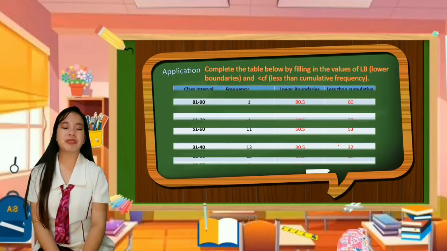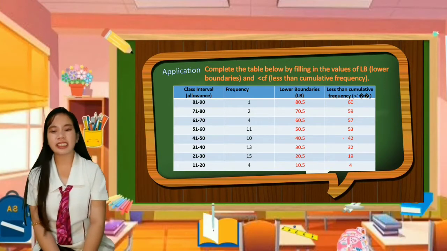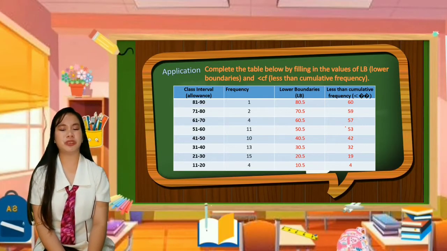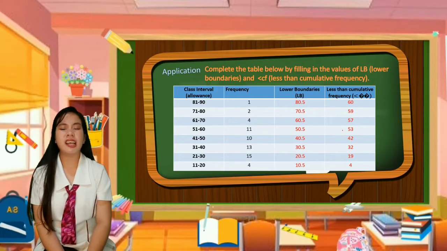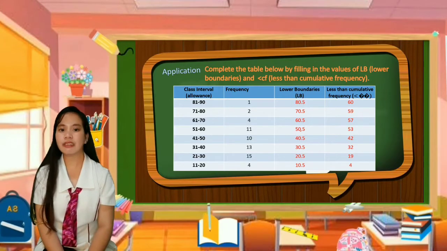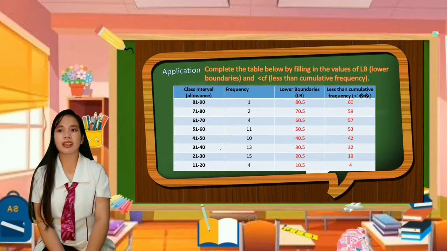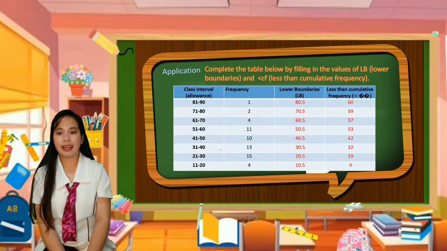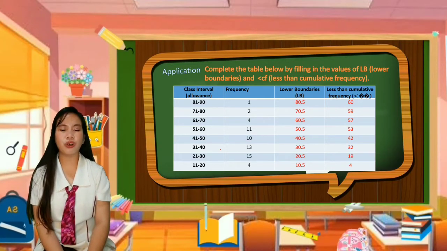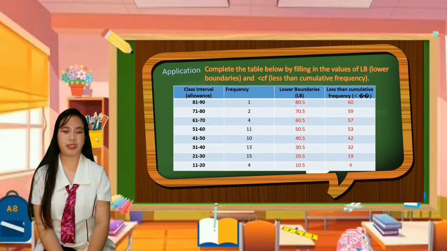Complete the table below by filling in the values of lower boundaries and less than cumulative frequency. Class interval represents the allowance. The frequency represents the number of students. The class intervals are 81 to 90, 71 to 80, 61 to 70, 51 to 60, 41 to 50, 31 to 40, 21 to 30, and 11 to 20. Next is the frequency: 1, 2, 4, 11, 10, 13, 15, and 4.